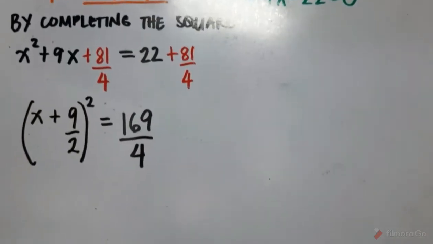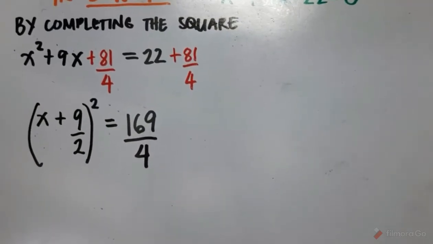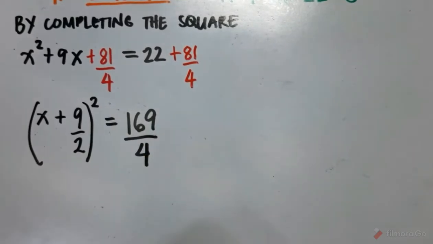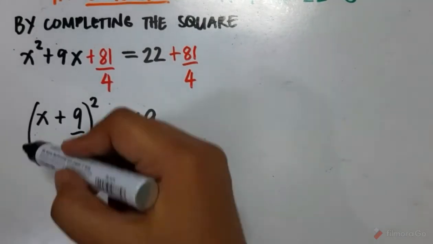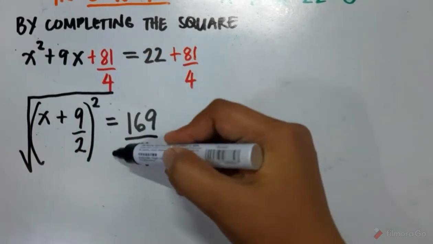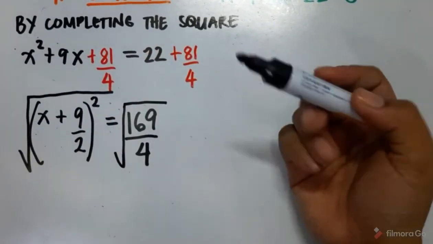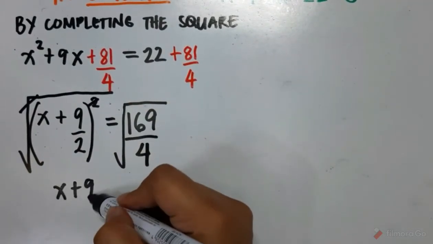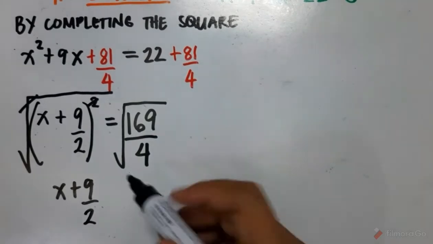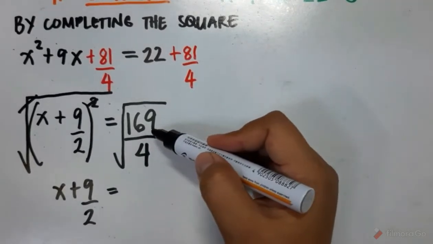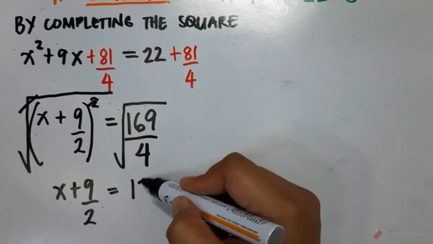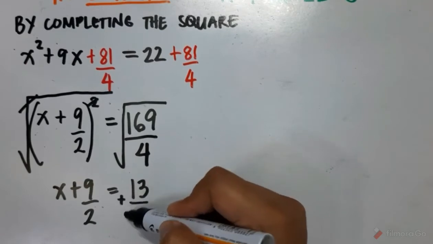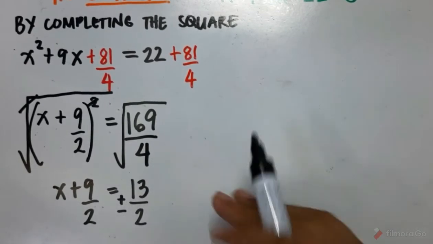We can now proceed on solving. Since this is a square of a binomial, we can now use extracting the roots. Use the square root on both sides of the equation. So this will be x plus 9 halves is equal to the square root of 169, which is 13, and the square root of 4, which is 2. Remember, there are two roots of a radical.